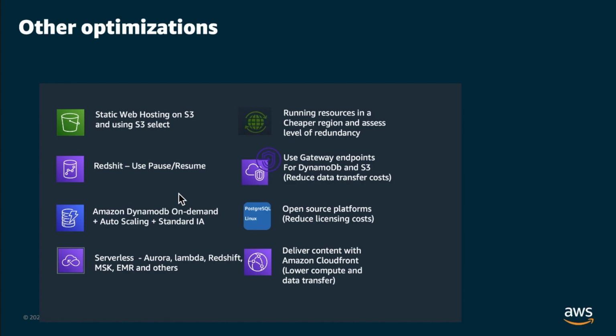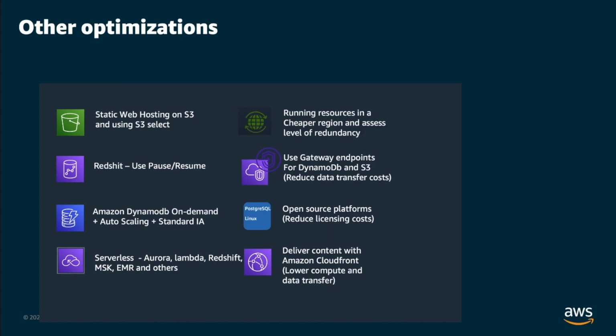option, which allows you to pay per request for read and write requests, so that you only pay for what you use. And you also have Standard Infrequent Access for Dynamo, which is a table class that helps you reduce Dynamo costs by 60% for tables that store data that is infrequently accessed. There were also announcements for the new serverless offerings for Redshift, MSK and EMR. You can also try to put resources in regions that have a lower cost.